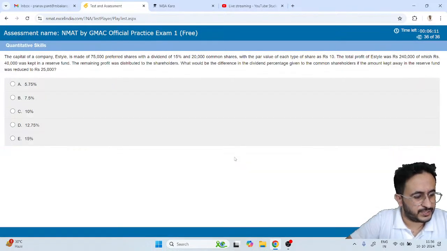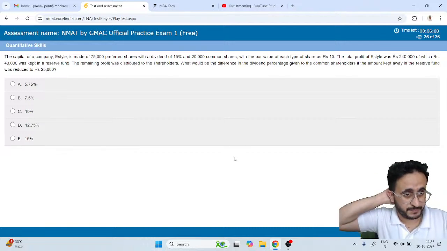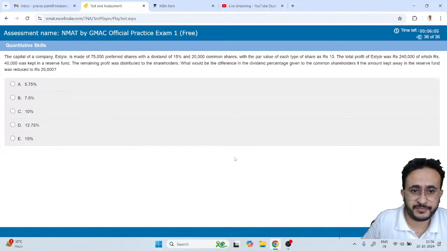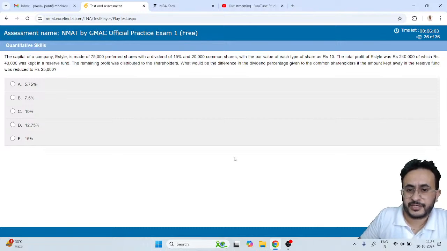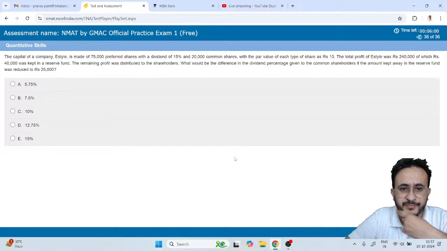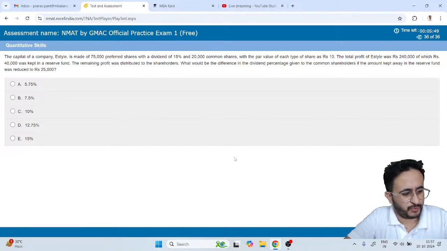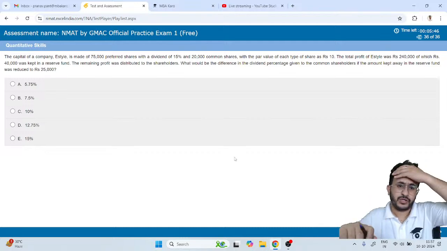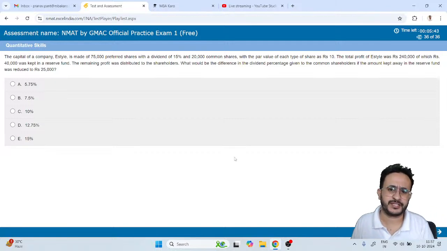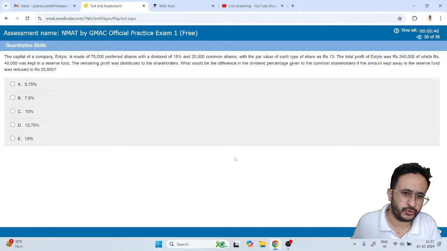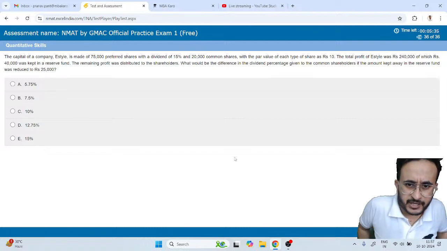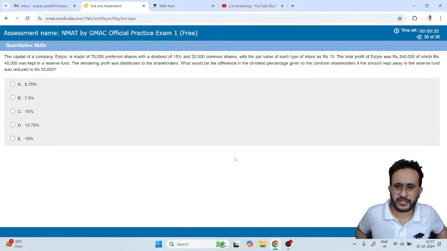So this is the last question, and it says that the company's capital is made of 75,000 preferred shares, dividend of 15%. I have not done this preferred shares and common shares. Dividend percentage is an out of the box question. So this will be one of the questions which could go out of the box. 75,000 preferred shares, 15% dividend. So could be 5 lakh par value and 2 lakh.